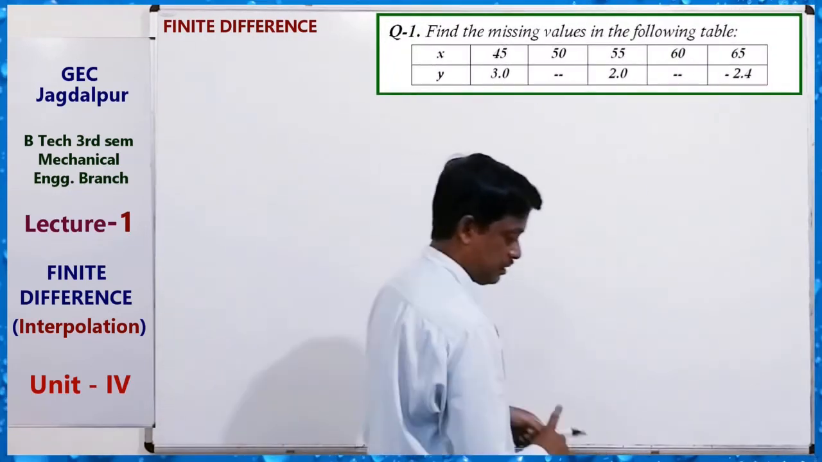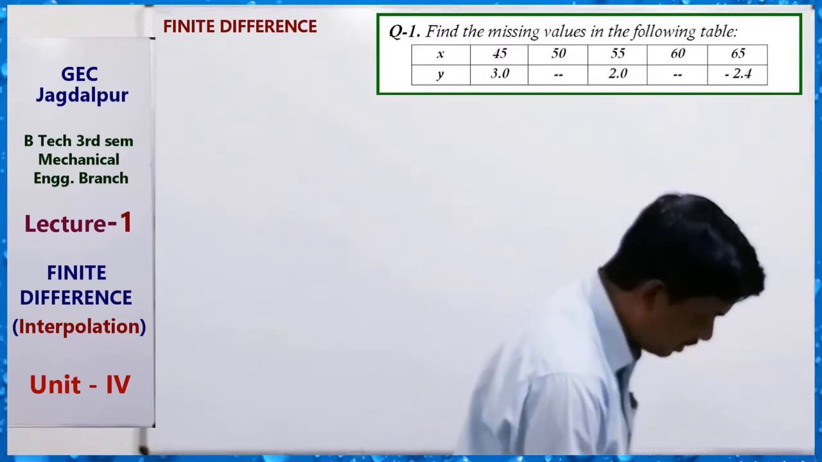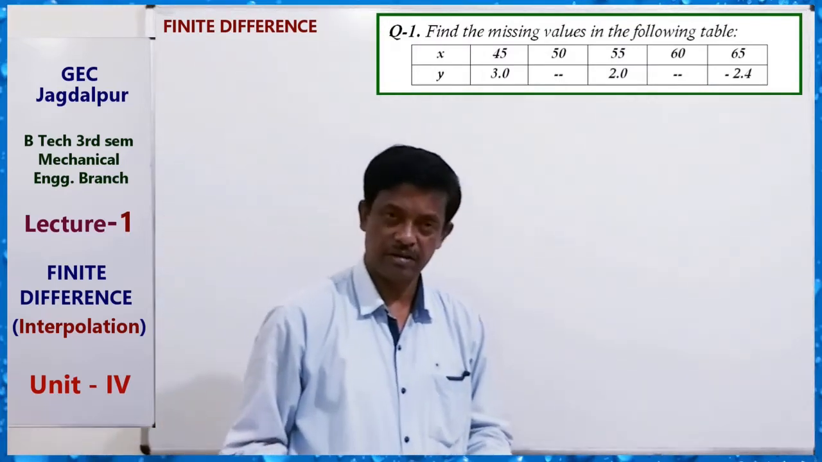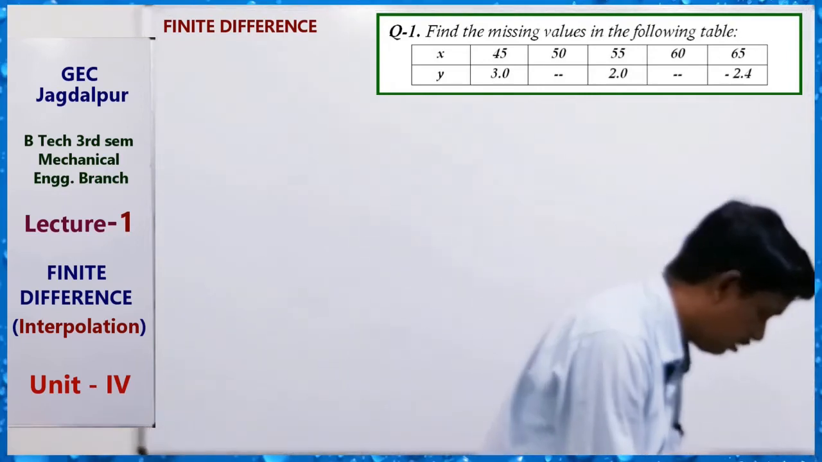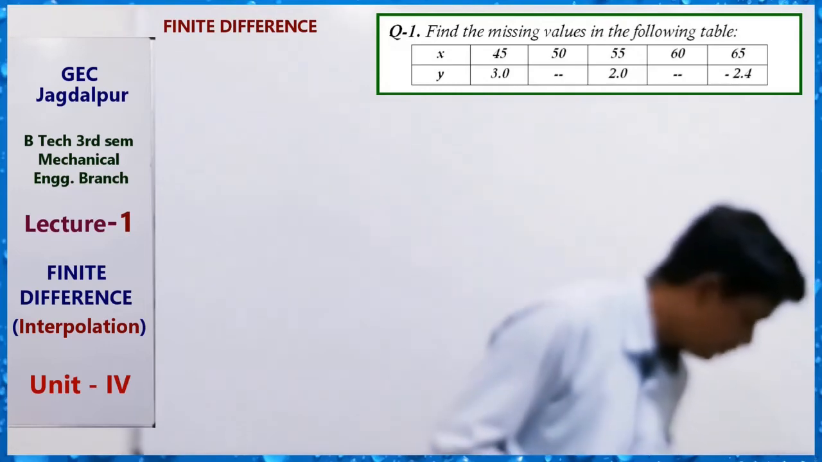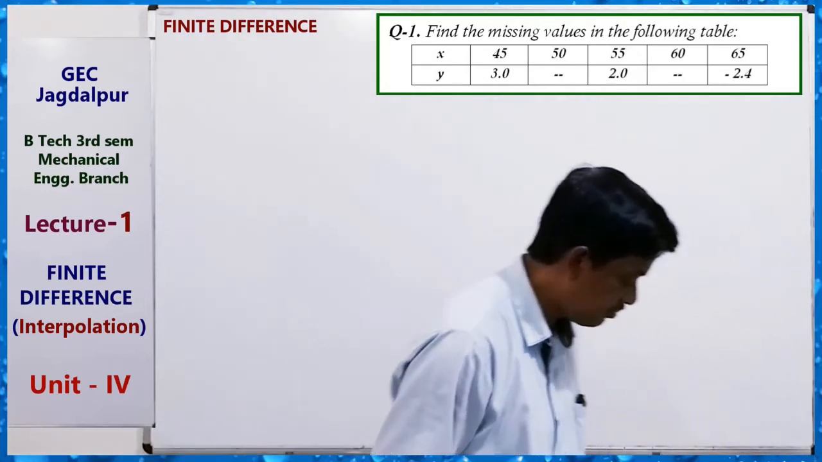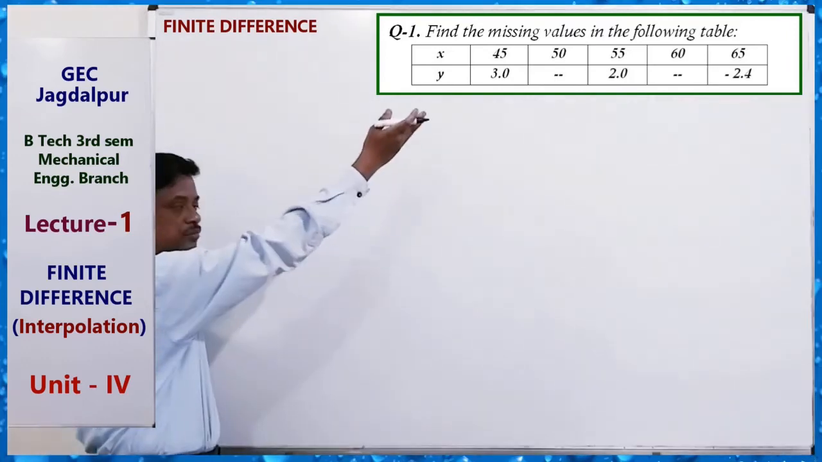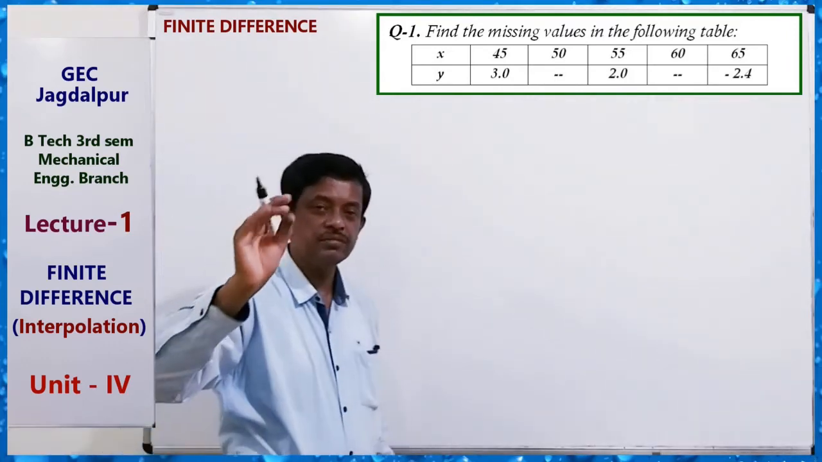Okay? So, take a question. Find the missing values in the following table. The table is 45, 50, 55, 60, 65, the values of x. So we are just making a table for these questions. We have to find the missing value.